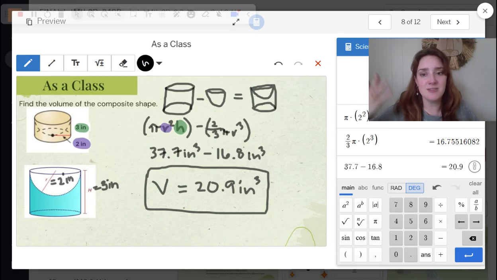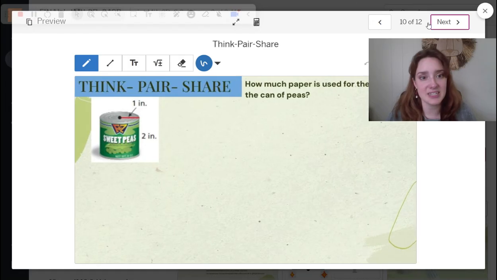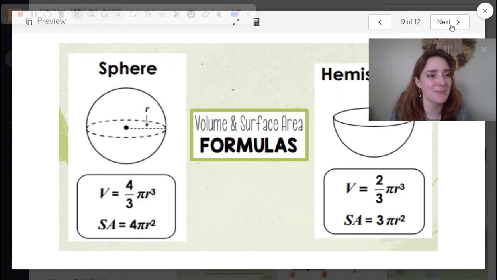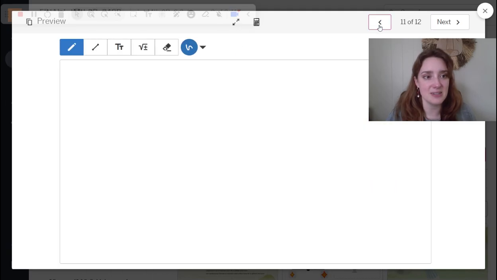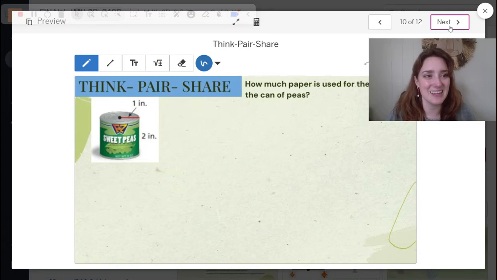Again, this is a recording, so we can't add this to our notes. We'll do that later. Oh, I guess I did have that slide here. I had to think, pair, share, but this is a recording, so that's a bit challenging. Try this on your own. I will put the answer key on the next page, so you'll see it on slide 11.